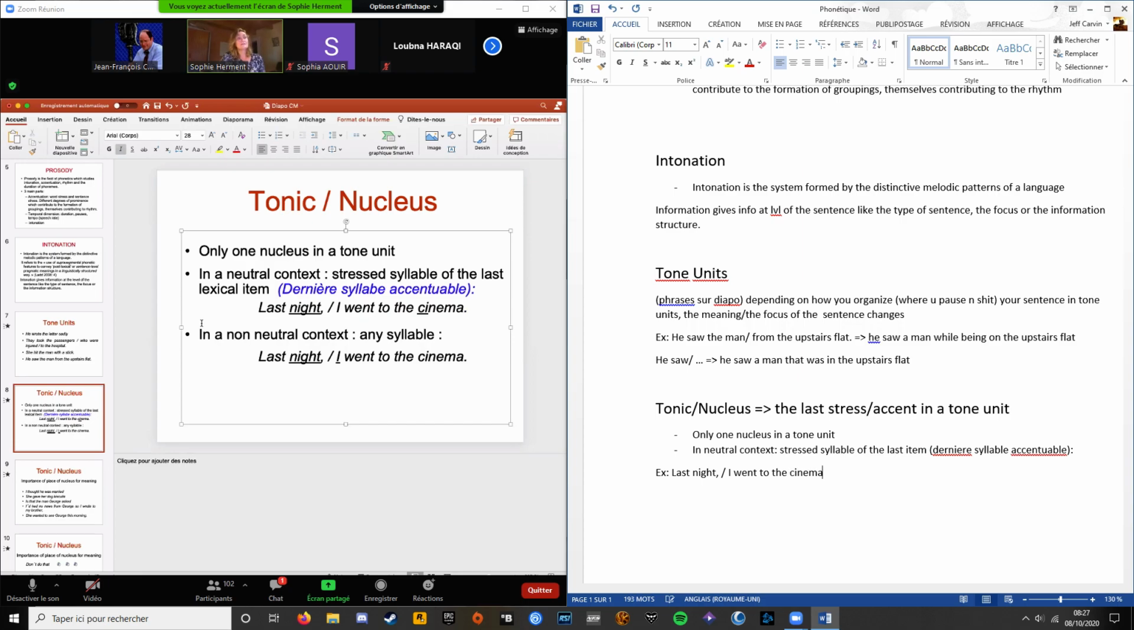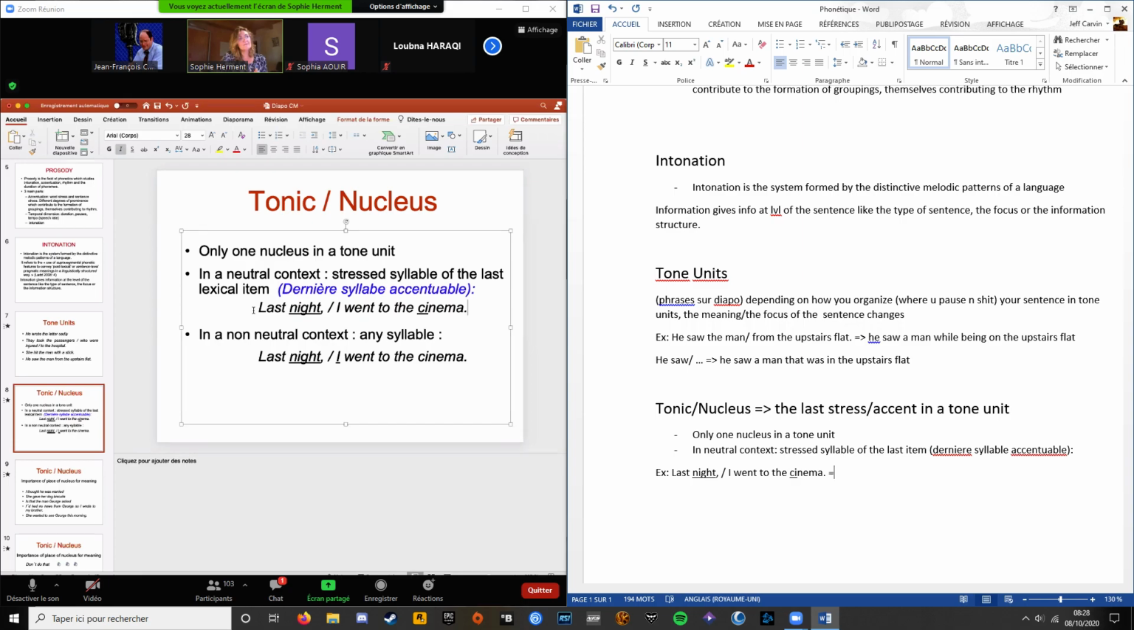And in the second part, I went to the cinema, I have two sentence stresses, went and cinema. And the last one is cinema, so my nucleus is cinema. Okay, I underlined the nuclei here in the two tone units. I didn't underline all the sentence stresses.